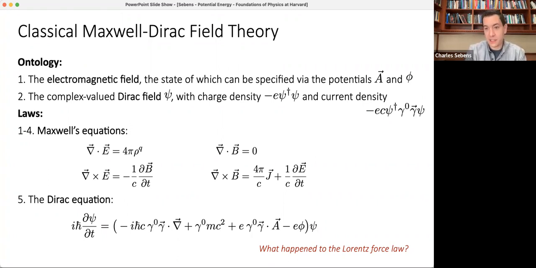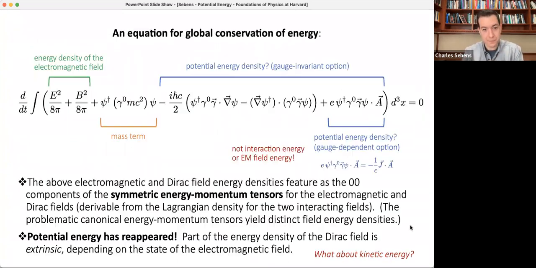So the Lorentz force law gives the density of force exerted by the electromagnetic field on the Dirac field. I see these fields as exerting forces on one another. The Dirac field exerts an equal and opposite force back on the electromagnetic field. Okay, so that's the theory.